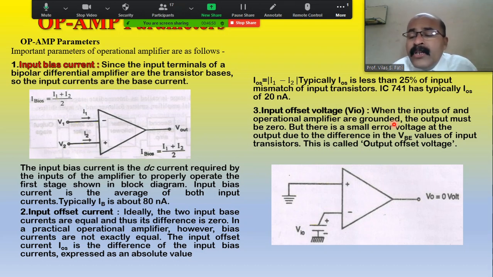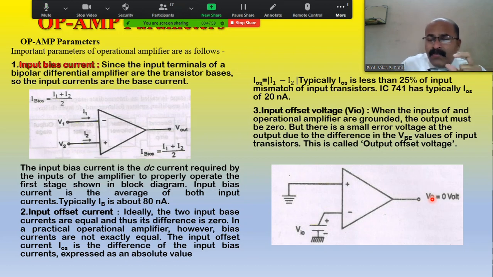Okay. Then when the inputs of the operational amplifier are grounded, the output must be zero. If both the inputs are grounded, the output should be zero. That is, V0, the output voltage, should be zero. But practically, it does not come out zero. If both the inverting and non-inverting inputs of the operational amplifier are grounded, the output should be zero, but that is theoretical. Practically, it is observed that the output voltage is not zero.